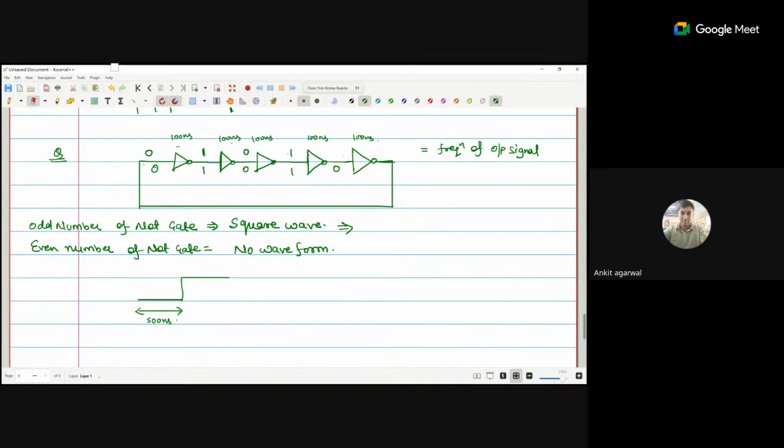Now we are getting that 1, and this 1 is applied here. After this 1, my output will change to 0 after 500 nanoseconds. Otherwise the output will remain the same. So for the next 500 nanoseconds my output will be the same. Again after that, my output changes.